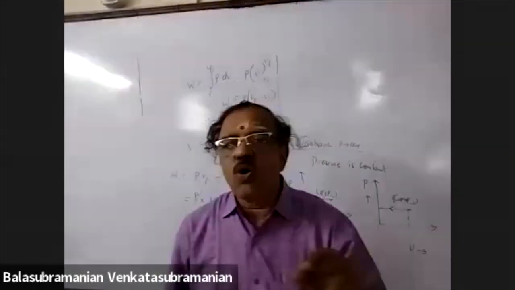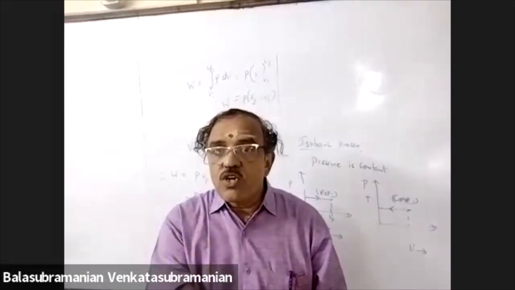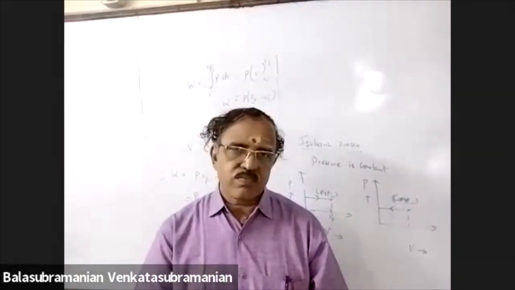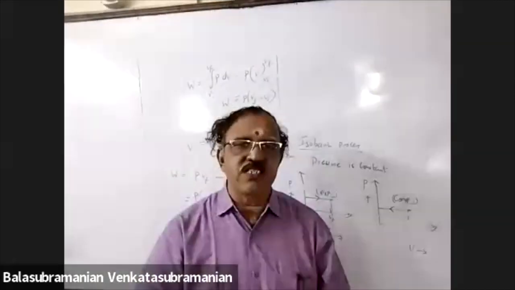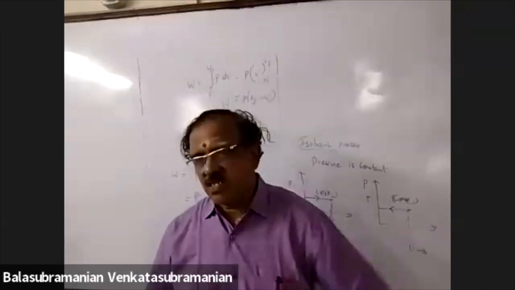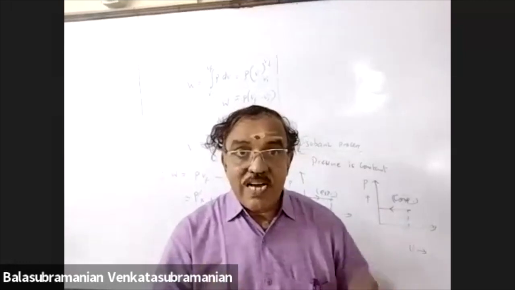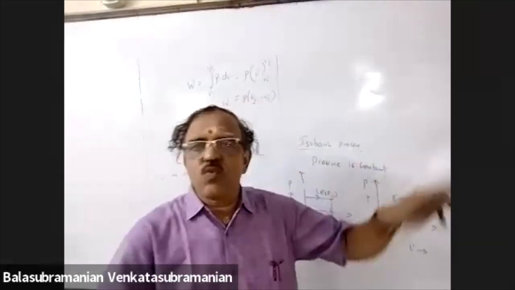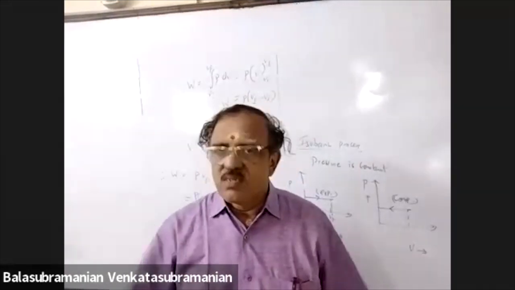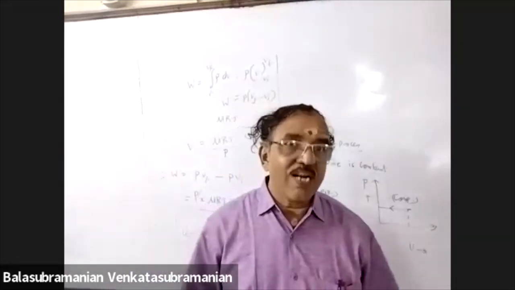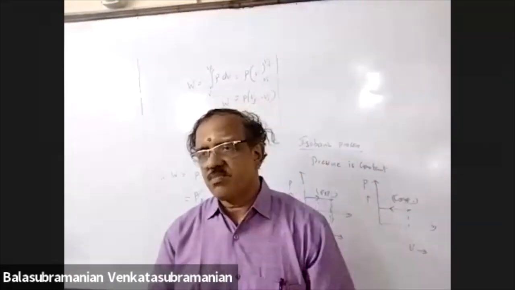Third, isochoric process. Isochoric means volume is constant. Pressure, temperature, internal energy change, but volume is constant. That is isochoric process. There, work done is 0 because volume constant means integral PdV becomes 0. No work done. Only internal energy. Example, pressure cooker we have seen.